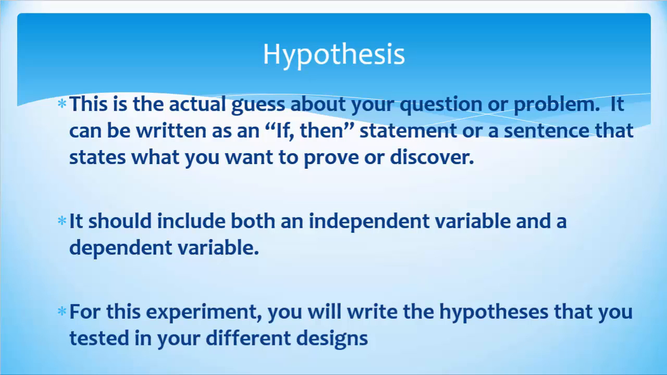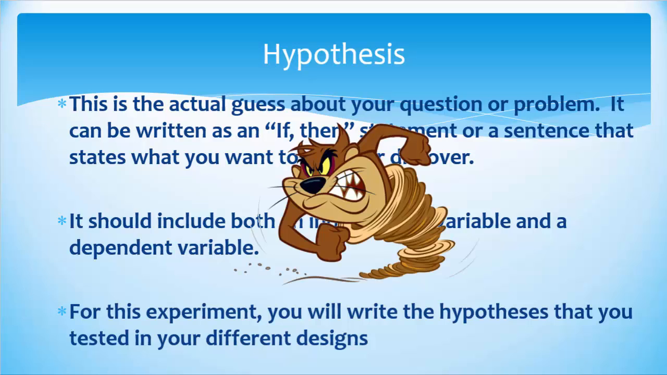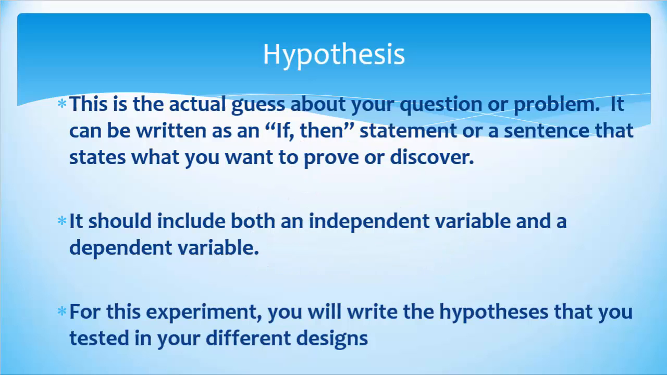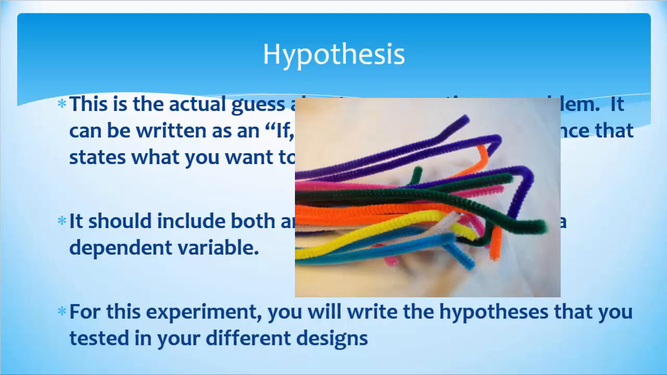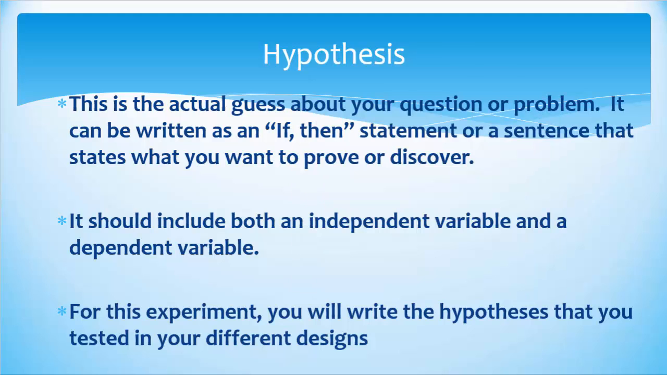For this particular experiment, the ManipulatAIRS Lab, you'll write the hypotheses that you tested in your different designs. And what I should see in this section is an overall change in your thought process. So your first test, you might put a hypothesis on there. Let's say you're doing the Tasmanian devil. And you thought, well, if we add a whole bunch of frilly pipe cleaners, then it will spin around really quickly. Your independent variable would be if we add a bunch of pipe cleaners. Your dependent variable would be then it will spin around quickly.